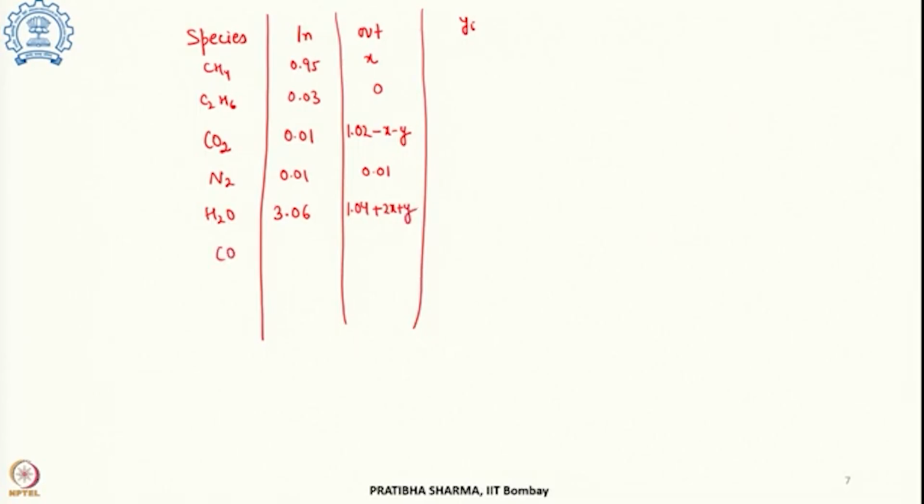For CO, carbon monoxide, initially it was 0, we have assumed its mole percent to be y on the product side. H2 initially 0 and we have found it to be 8.02 minus 8x minus 2y, and that total contributes to 4.06 entering mole percent and then what is leaving is 10.09 minus 6x minus y.